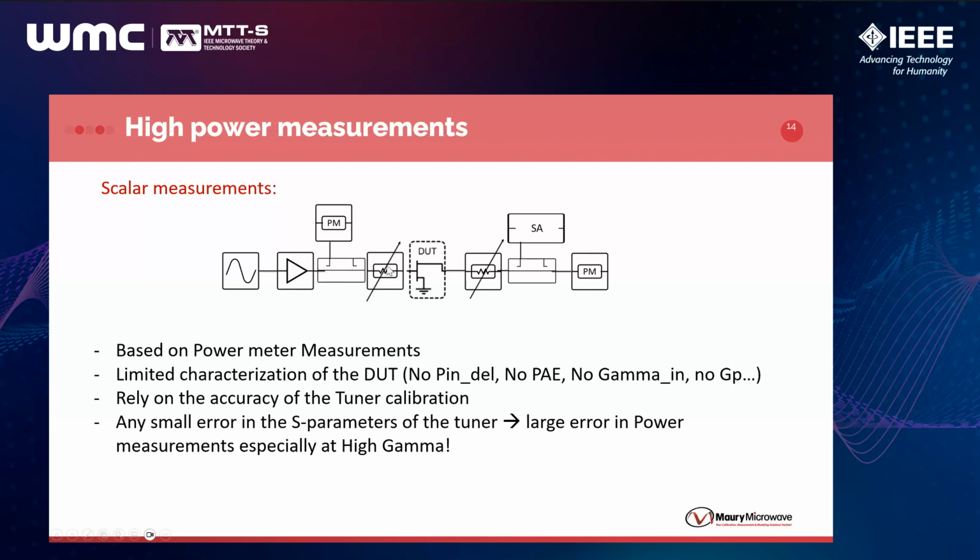And what does that mean? It means that if we make a small error on the S parameter of the tuner, we're going to make a large error on the power characterization, especially when we are at a high gamma, because the loss of a tuner is (1 minus S11 squared) over S21 squared. And the limit of this function goes towards 0 over 0 if we go to high gamma, which means that a very slight error in the S parameters gets a huge error in the loss of the tuner.